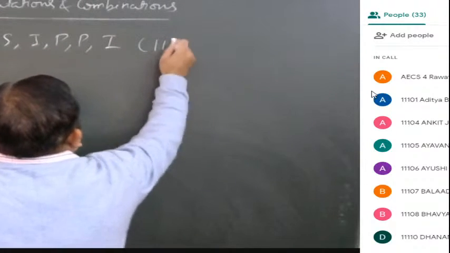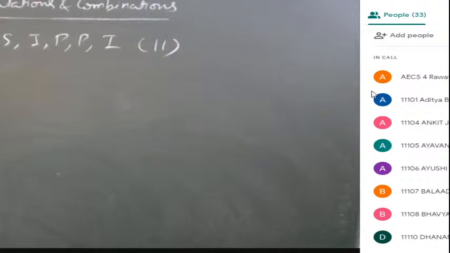11 total letters are there. They are asking: in how many total possible words out of these letters do the four I's not come together? Am I right, Baladitya? Do the four I's not come together? Yes, sir. Okay, so let us do it like this.